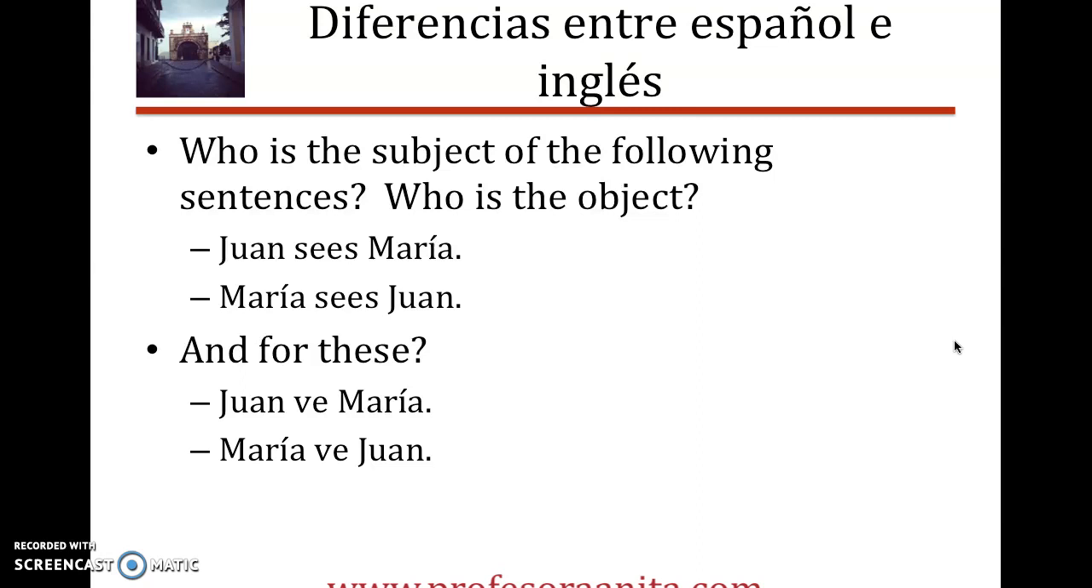But not every language has fixed word order. So then two sentences in Spanish. Juan ve María. And María ve Juan. Now, who sees and who's being seen?